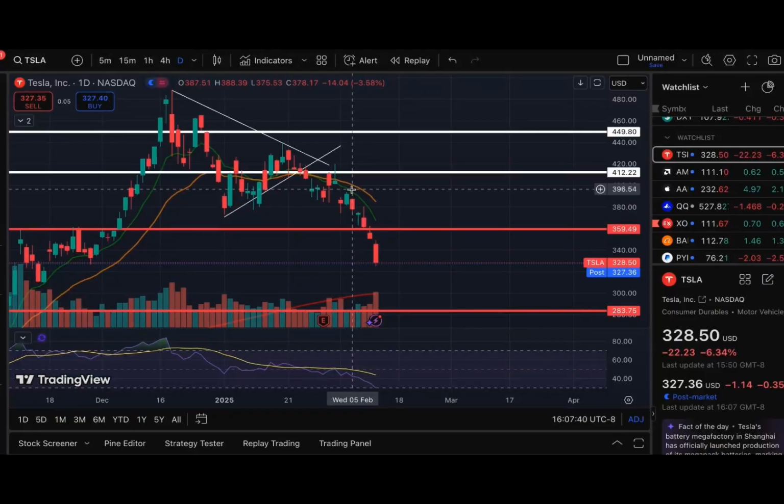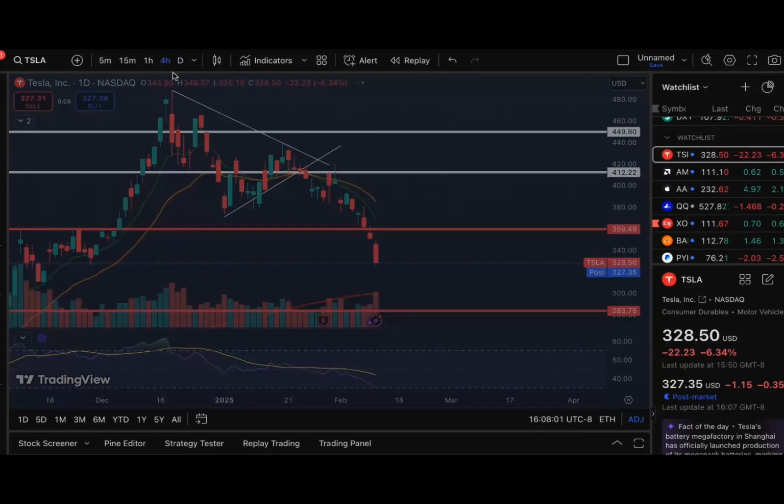So again, we're going to talk about Tesla. Tesla on the 30th of January was at 415. It pushed a little bit to the upside on the 31st of January, went to 419. Then it started selling off. Gap down to 381. Pushed up a little bit, sold off. Pushed up a little bit again, sold off. Pushed up again, sold off.